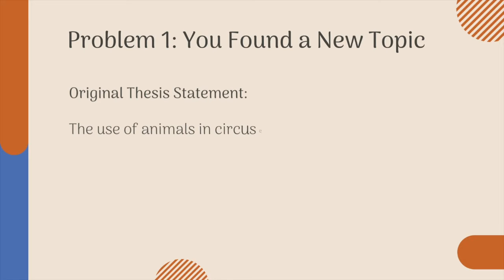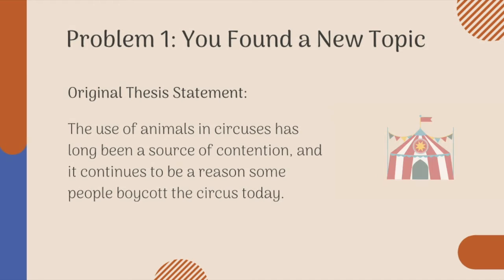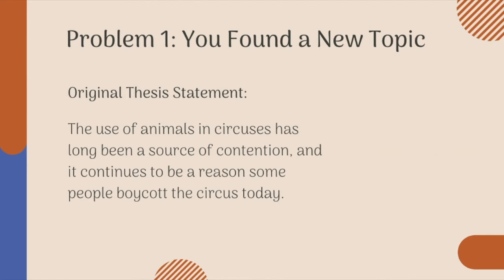Let's say you thought you were going to write an informative paper about animals and circuses and how some people boycott them today because of animal welfare concerns. This is a fine thesis statement. It's clear, it's direct, it's focused. The use of animals in circuses has long been a source of contention, and it continues to be a reason some people boycott the circus today.